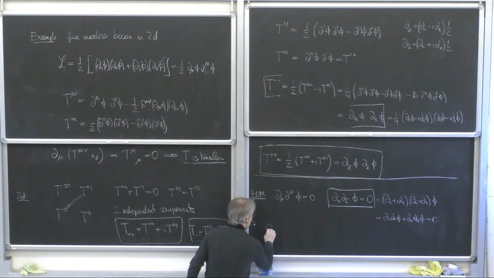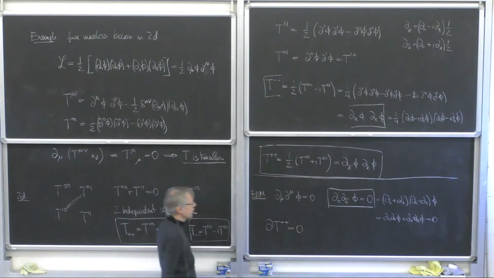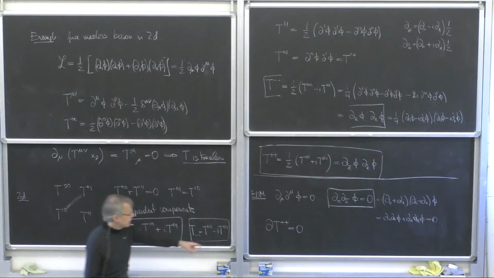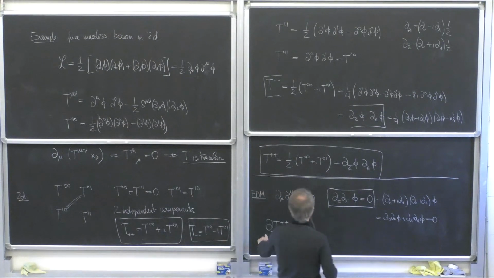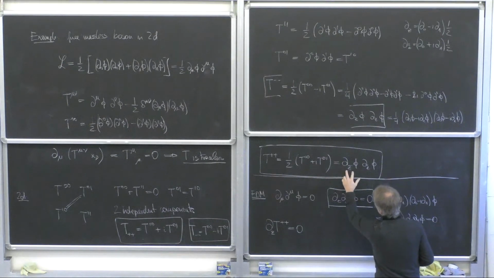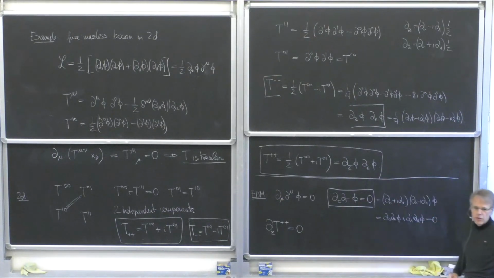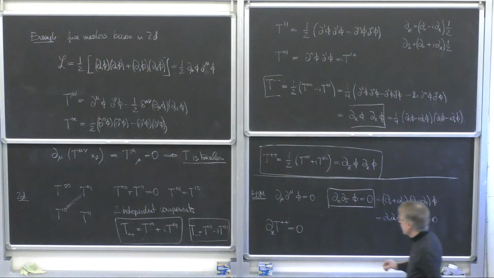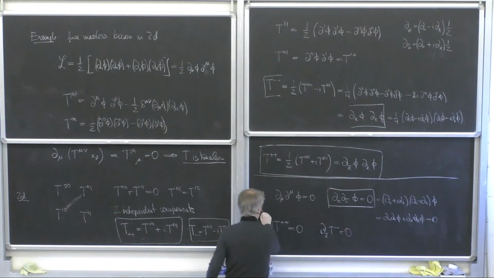So what we learn is that d bar of t plus plus is equal to 0 by the equations of motion, because if the d hits, by d I mean dz, the dz hitting here, it either hits this term or it hits this term, but in either case, by the equations of motion, it will be 0, and correspondingly, dz of t minus minus is equal to 0.